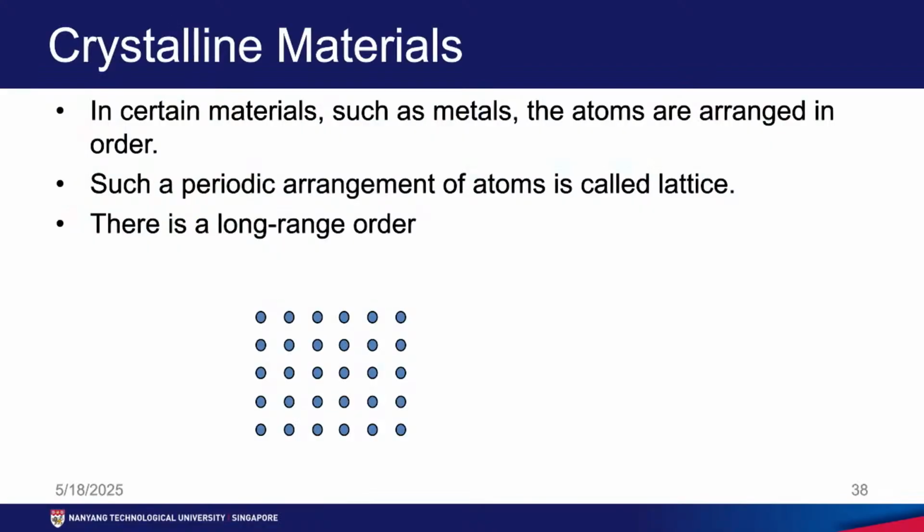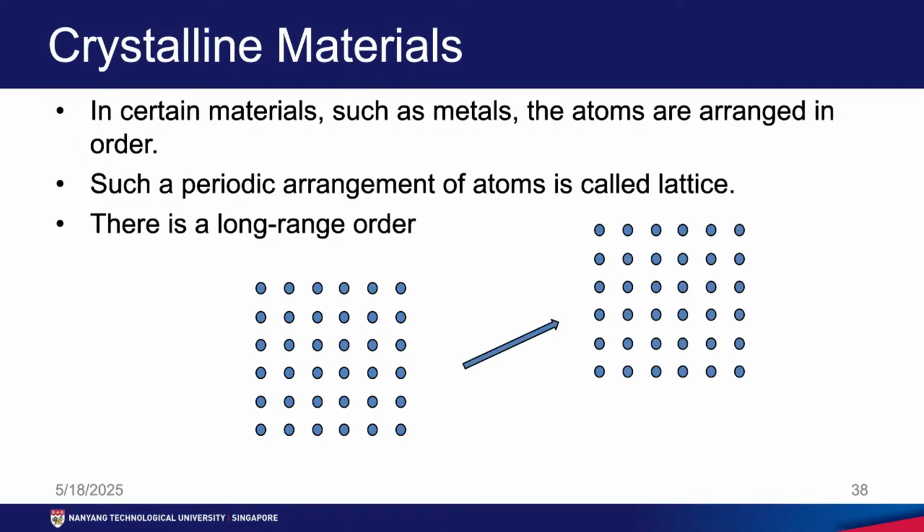Okay. So, materials belong to two types in terms of atomic arrangement. One type is called crystalline. In many materials like metals, the atoms are arranged in a certain order. For example, let us say these blue circles are atoms, they are arranged in a certain order. This periodic arrangement is what we call a lattice. And there is also long range order in some materials. For example, I look at the atoms in a certain place, I move several centimeters away from that location, I look at the atoms again, and if they are almost the same, then we can say that there is long range order.